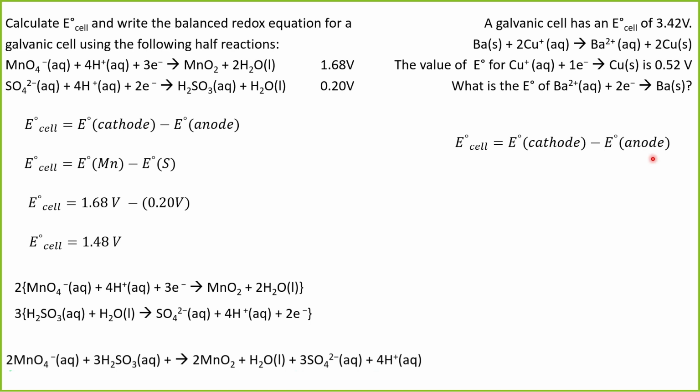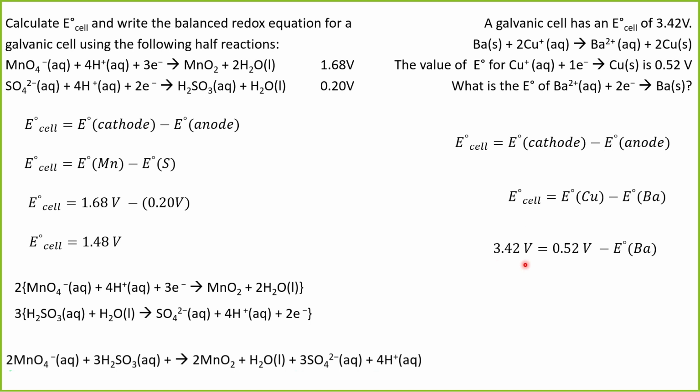We're going to get this from our overall reaction. So you see my copper is going from +1 to solid, so it is being reduced just like it is written right here. My barium is going from barium solid to barium +2, so it is definitely the one being oxidized. Therefore, in my equation, my copper reaction is happening at my cathode and my barium reaction is happening at my anode. Now let's plug in my numbers.